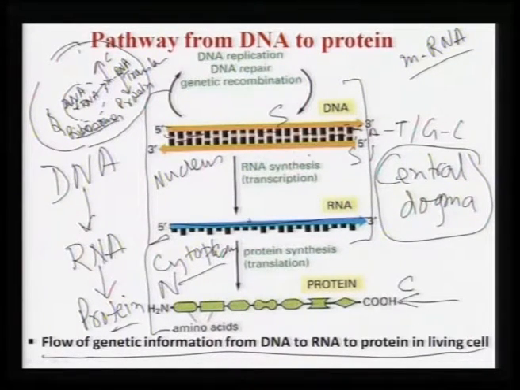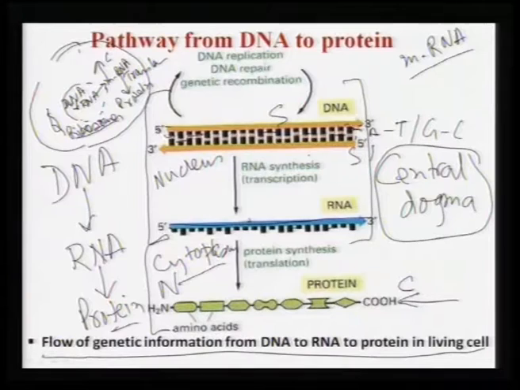This DNA to RNA synthesis is known as the transcription process. In the subsequent stages, which take place in the cytoplasm outside the nucleus, these RNA molecules undergo the translation process and then make the proteins, and this is the typical protein structure. By convention, the right hand side is the C terminal and the left hand side is the N terminal.